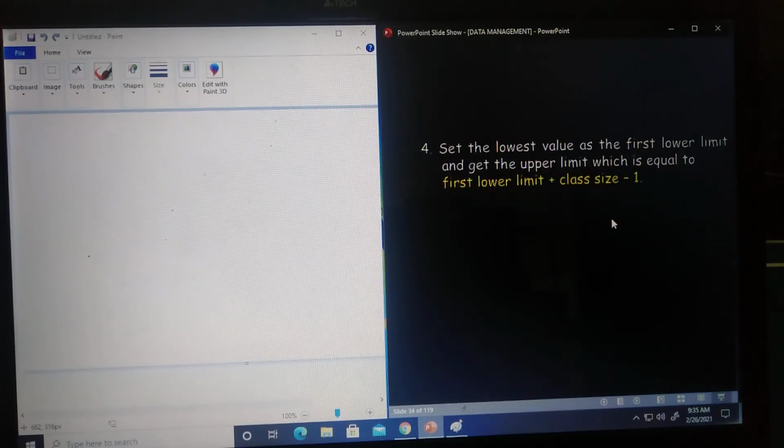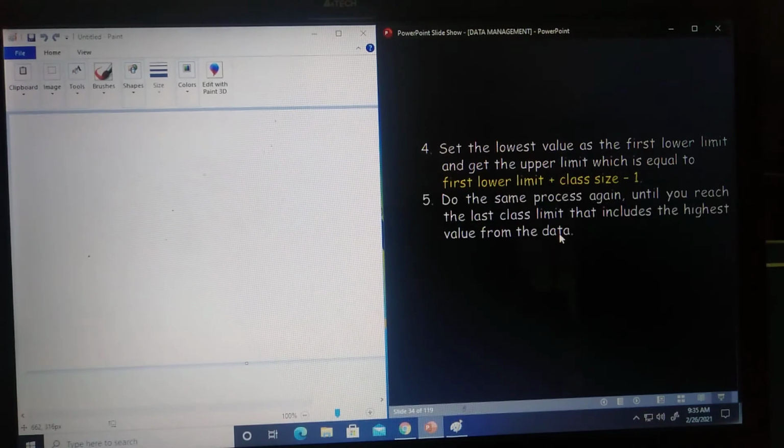Okay. So, set the lower value as the first lower limit and get the upper limit which is equal to first low plus class size. Dito, kapag bubuo tayo ng classes, always the first lower limit is the lowest number sa data or the lowest value sa data. Always remember that until ma-reach natin yung upper limit or the highest value sa data. Sumobra man, okay lang. Walang ano doon. And then, do the same process again until you reach the class limit that includes the highest value from the data. So, ang importante lang dito na formula is we have the step 1, step 2, and then step 3.